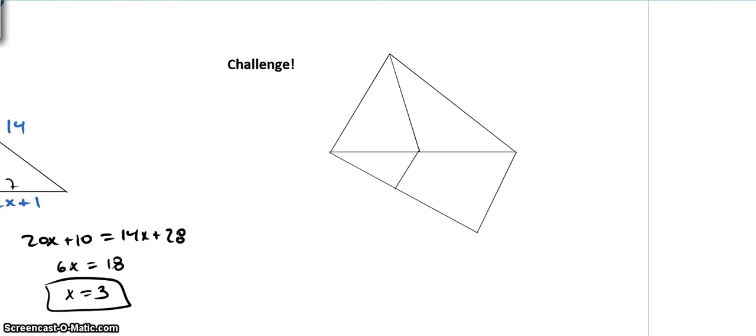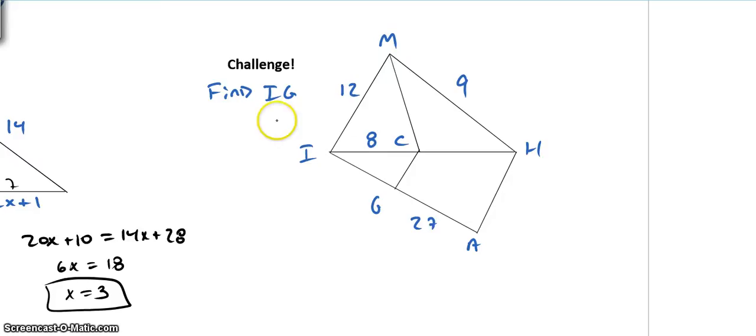Okay, let's come over here. And the directions are going to say find the measure of IG. I'm going to call this MICHGA. We're going to say MI is 12, MH is 9, IC is 8, and GA is 27. And we're looking for IG, so I'm going to call that x. We're going to say these lines are parallel as well. And this is an angle bisector.